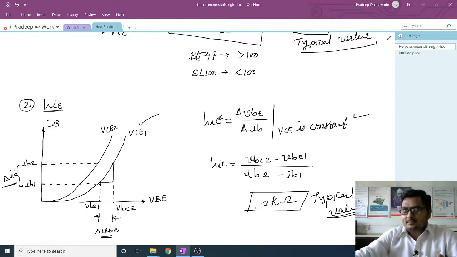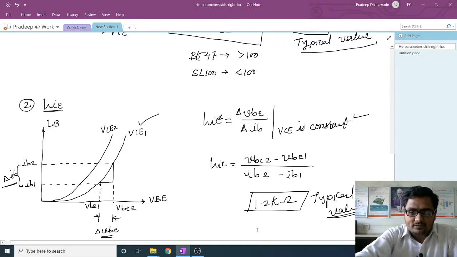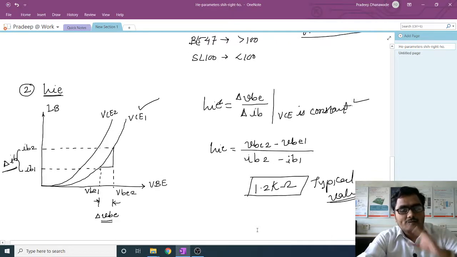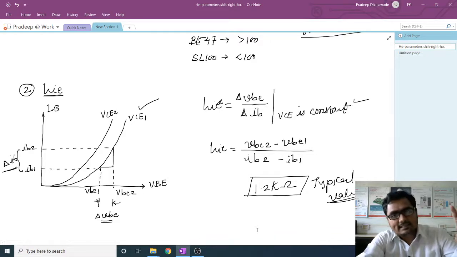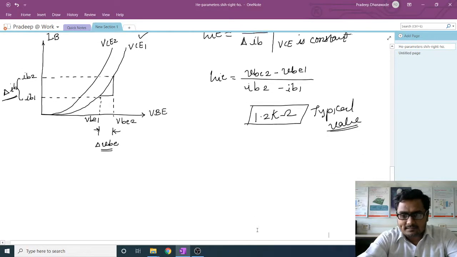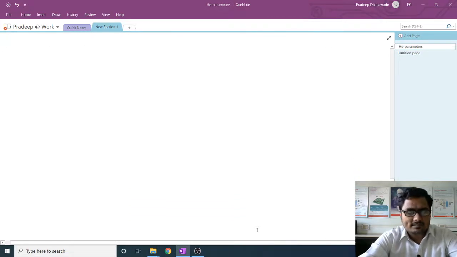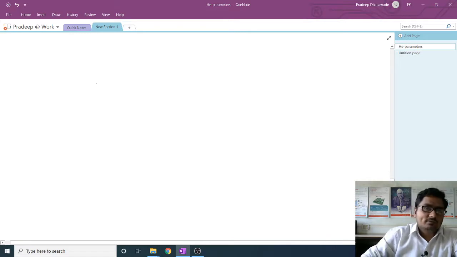Is it clear? Now, as we have the value of HIE, see, one value, that is HFE, I got from output characteristics, and HIE I got from input characteristics. Now the third parameter, obviously that also has to be searched with the help of input or output characteristics.